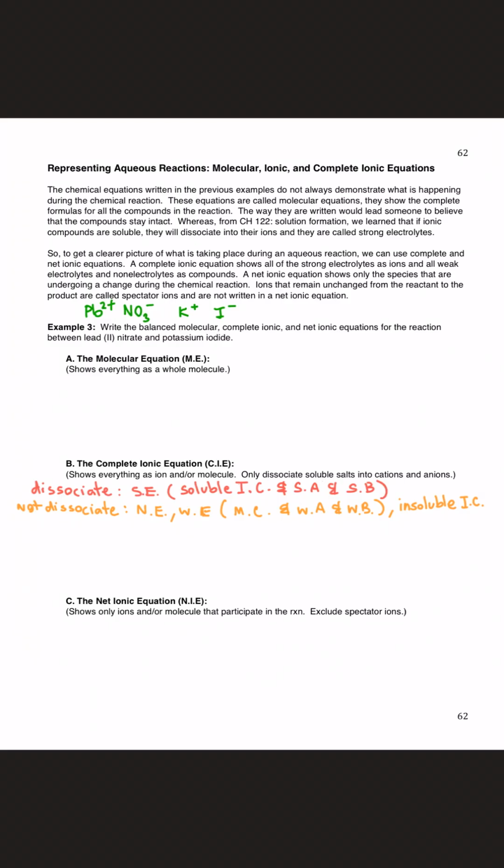For a neutral lead nitrate compound, we see that for every 1 lead ion, we'll need 2 nitrate ions. And for potassium iodide, for every 1 potassium ion, we will need 1 iodide ion. Next, exchange cation and anion of the two reactants to get the product. For lead iodide, every 1 lead ion would require 2 iodide ions to make it a neutral molecule. And for potassium and nitrate, it would be a 1-to-1 ratio.